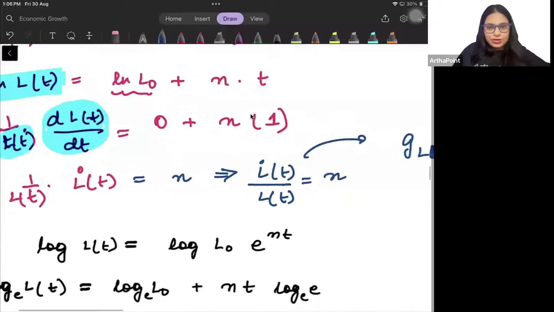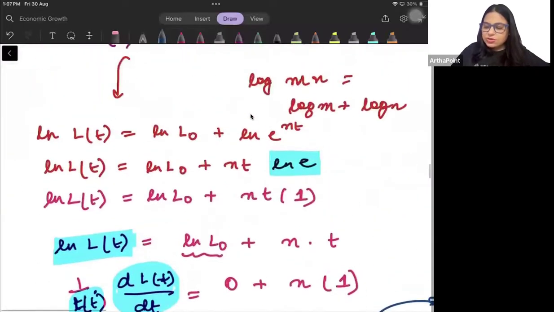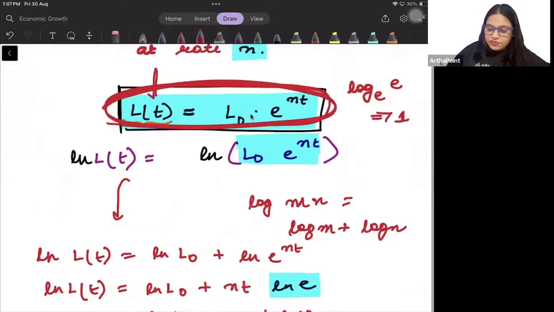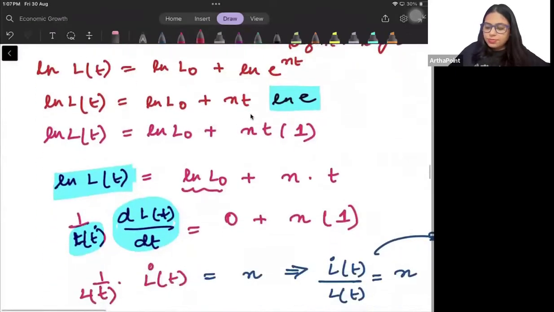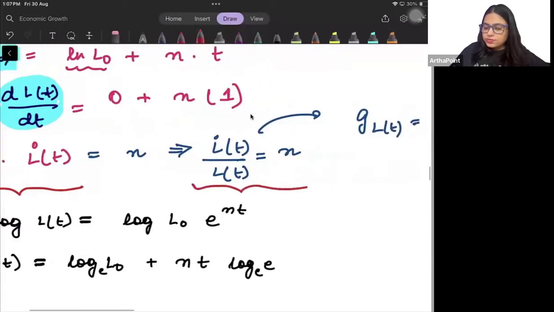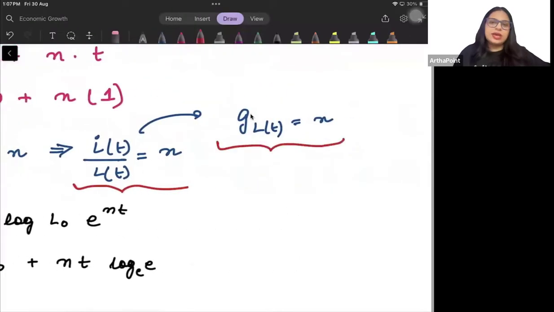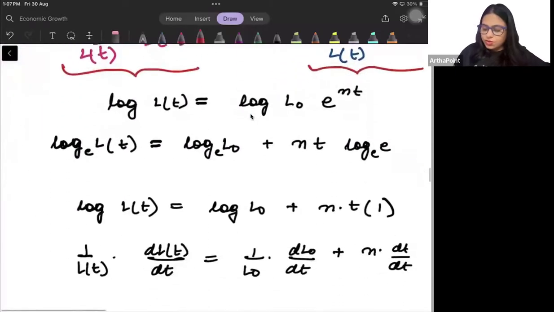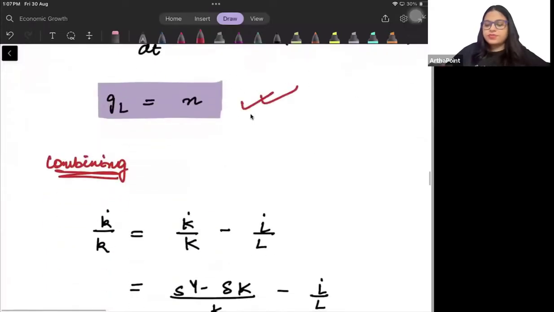So this equation basically represents one basic thing: whenever you are given this kind of equation, the variable will be growing at the rate given by the coefficient of t. And we have proved the same thing here: if I calculate the growth rate of labor, it comes out as n. Labor is growing at the rate n. Okay?